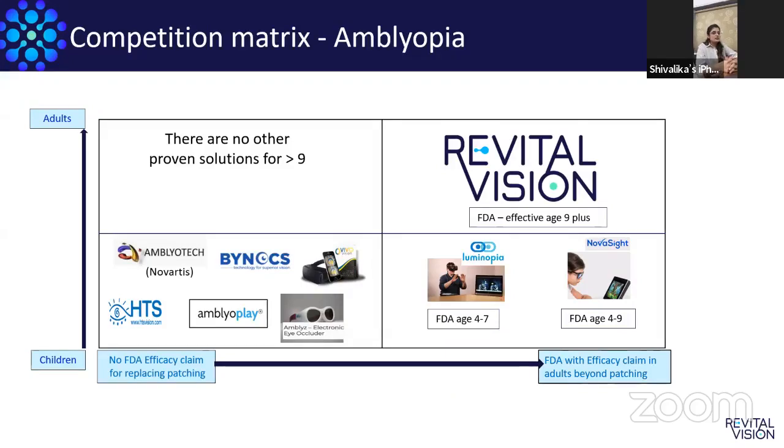It actually tries to replace patching and it has shown really, really good improvements, but for the age range of 4 to 7 or 4 to 9 years of age. Now looking at adults, there are no proven solutions for adults beyond 9, for children beyond 9 years of age. Currently, there's only one FDA approved product in the market, only one, that is Revital Vision, which does claim to improve visual acuity on patients beyond their critical age, that is 9 years of age, for amblyopia, and which is very, very safe for them to use, very, very easy for them to use, and promises good results.